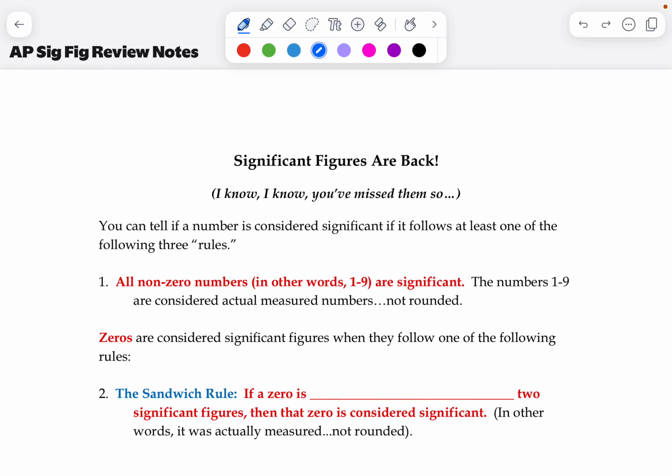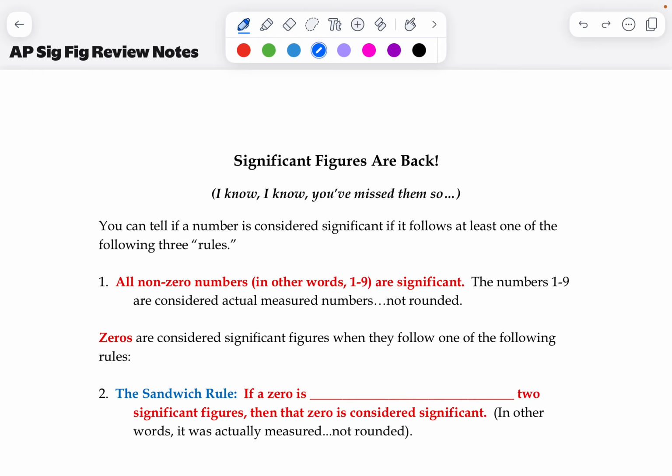Today we're going to refresh your memory on significant figures. I know you didn't use them in physics, but I'm sure you've missed them a ton. So you've all done sig figs before. We just want to dust off those cobwebs a little bit and see what you remember.